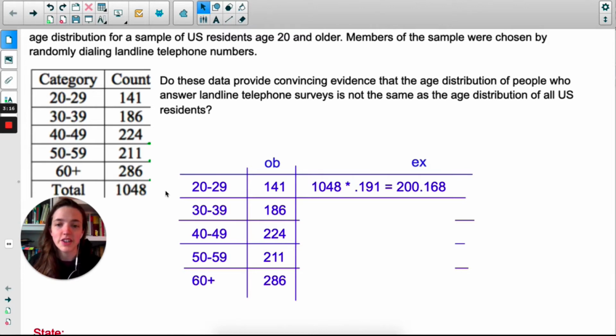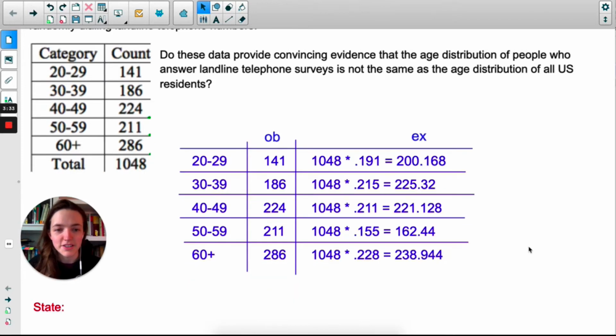So why don't you pause the video and find the other 4 expected values now. Alright, so those are our expected counts, and right away I can see that way fewer 20-year-olds answered than we expected. Way more 50-year-olds answered. 60 plus is pretty close. 40 to 49 is very, very close. 30s, not too bad. So there's a couple that are very different and one that's almost exactly the same.